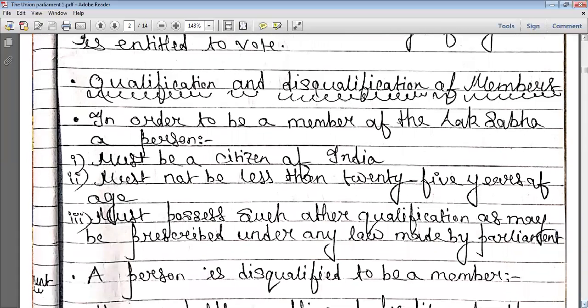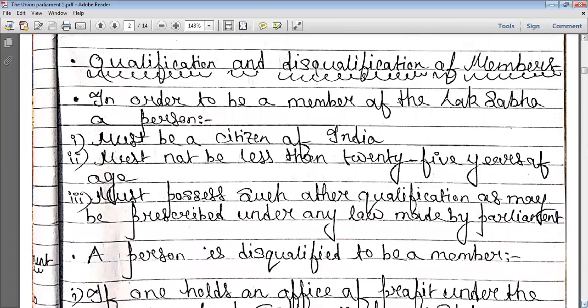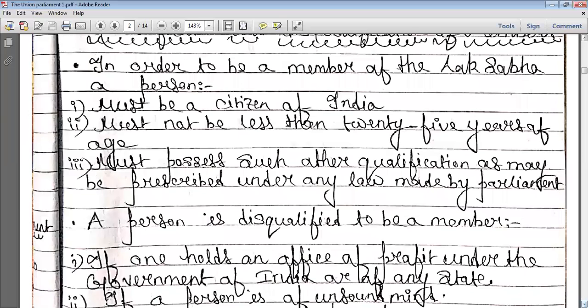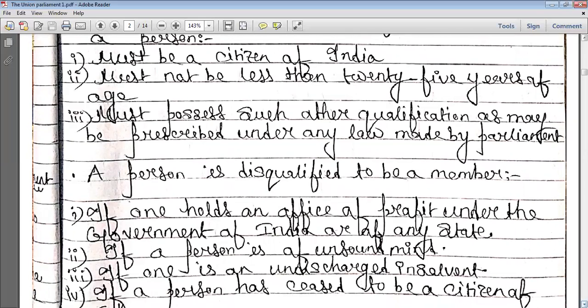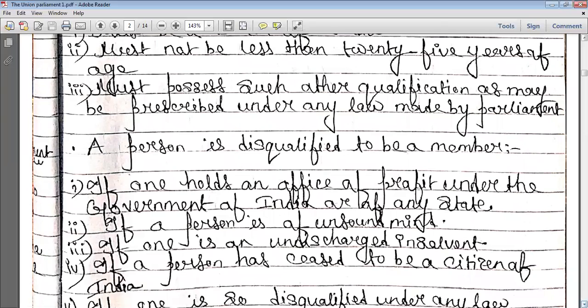Next, we are discussing the qualification and disqualification of the members of the Lok Sabha. In order to be a member of the Lok Sabha, a person must be a citizen of India. That means every person needs to be a citizen of India. That is the main identity of a person. The person should be 25 years of age. Why 25 years of age? Because before 25 years of age, a person does not attain the age of maturity. The person must also possess such other qualifications as may be prescribed under any law made by Parliament.